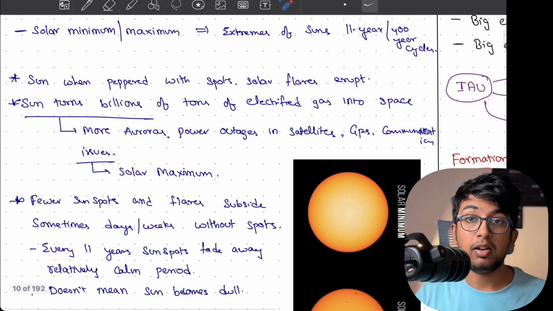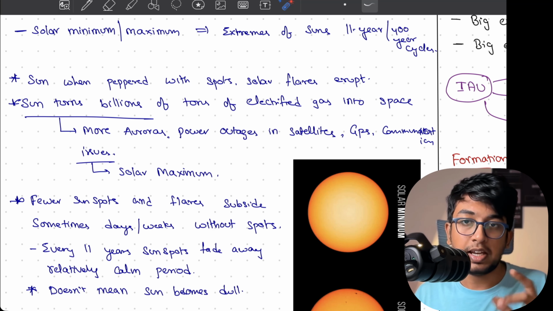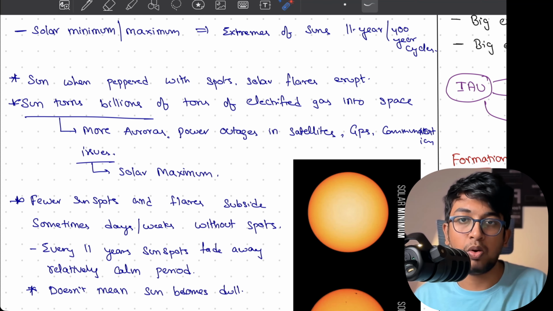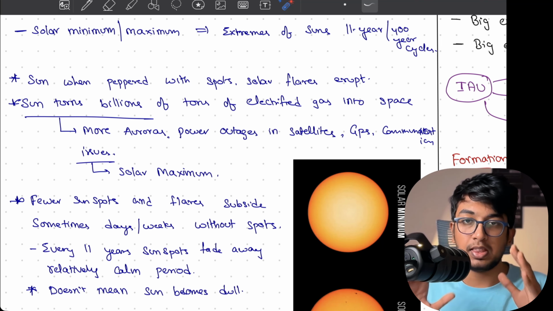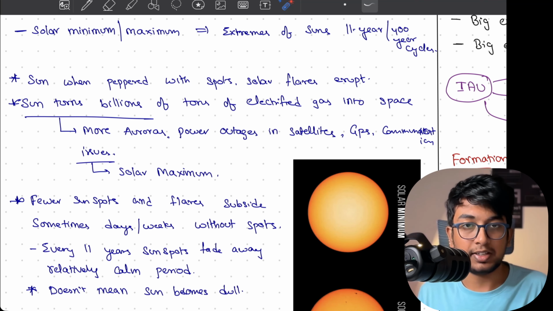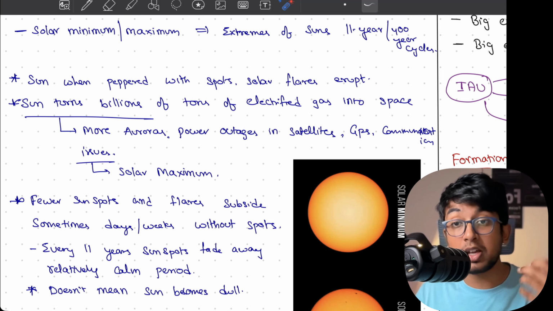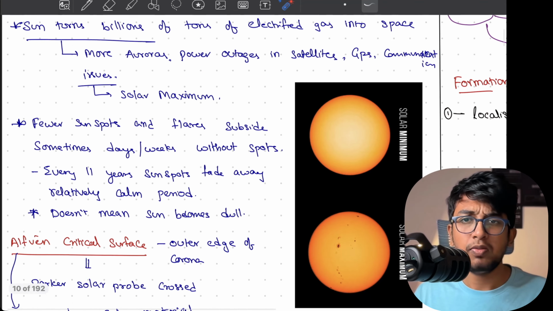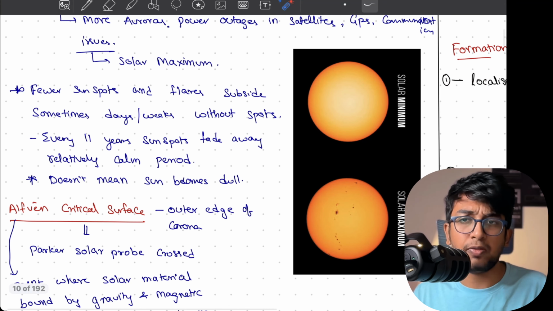Then we get auroras. If the sun sends more electrified gas or plasma into space, we get more auroras. And sometimes that plasma also affects our satellites, sometimes GPS, and we also face many other communication issues and power grid issues. This is the major problem with solar flares.